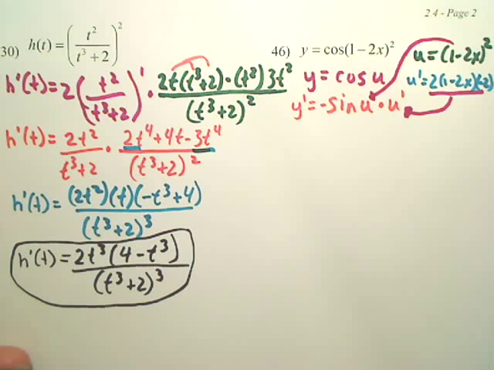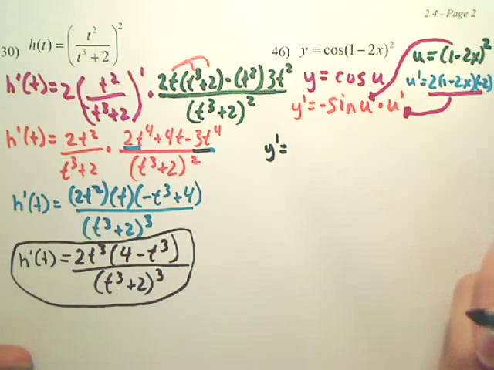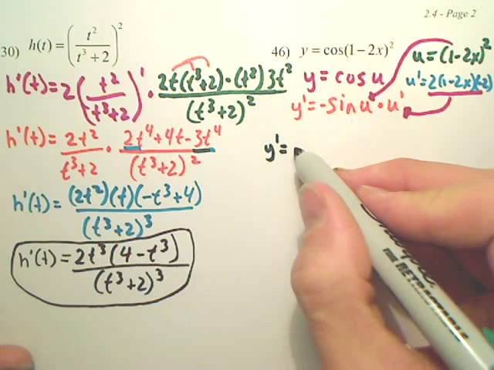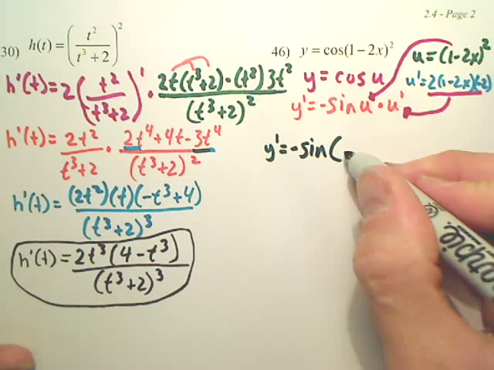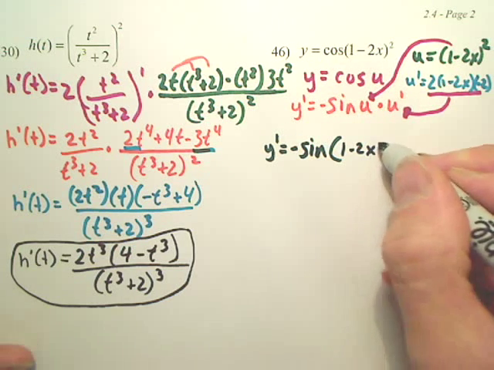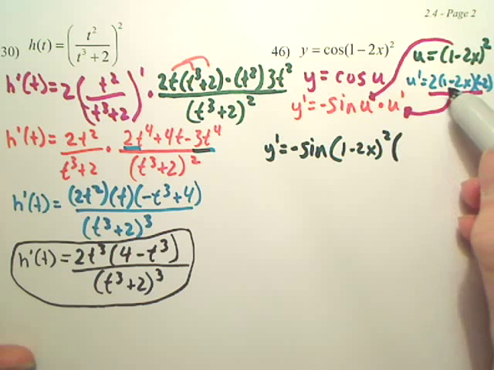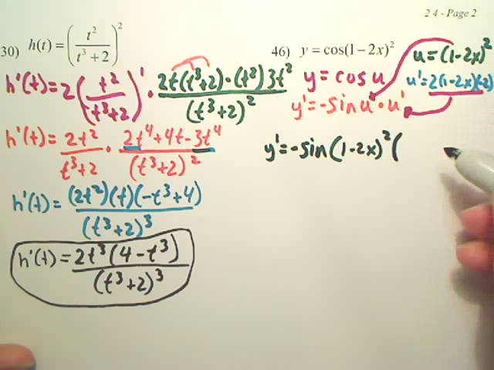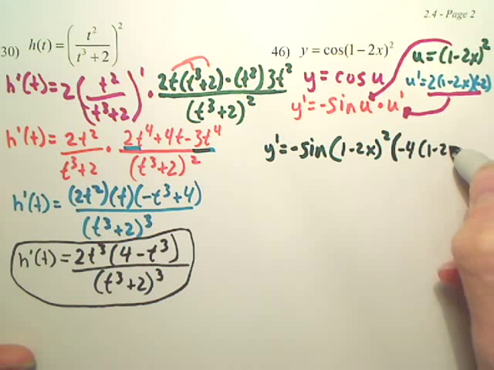So my answer looks like it's going to be y prime is equal to negative sine, and u was 1 minus 2x squared. But then I'm going to multiply, and 2 times negative 2, I'm going to leave that as a negative 4 times 1 minus 2x.